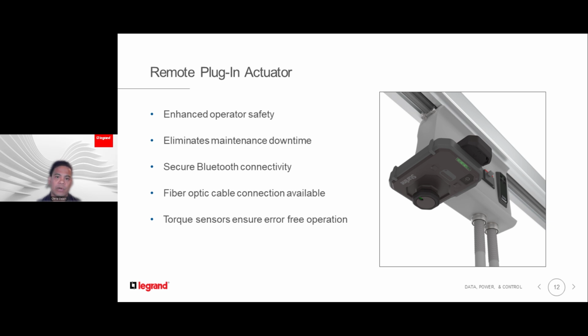So it'll mechanically strap to the busway first with the tool, and then you can go up to 30 feet away and engage it either by Bluetooth or fiber optic cable, which are both electrically isolated from the unit, and you can be just outside of that arc flash zone and engage your electrical conductors from there. This greatly enhances the safety of the operator because they don't have to be, again, in close vicinity to engaging those electrical conductors.